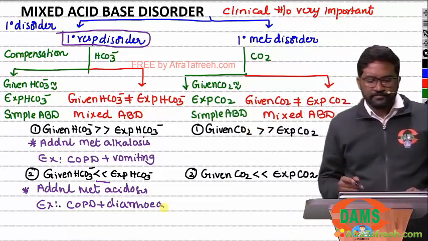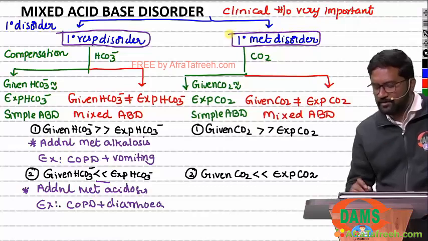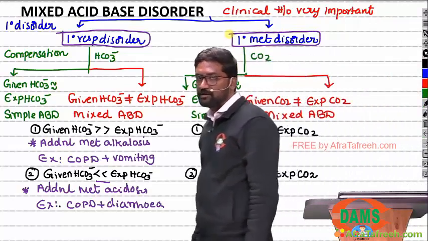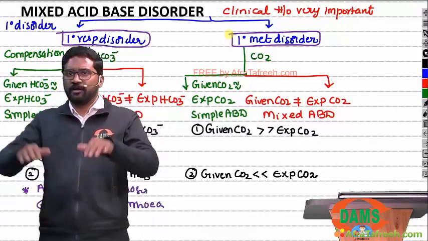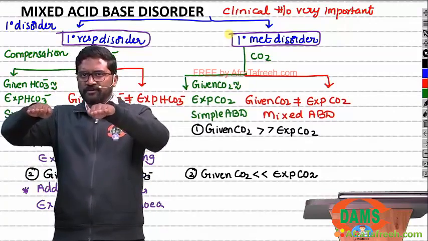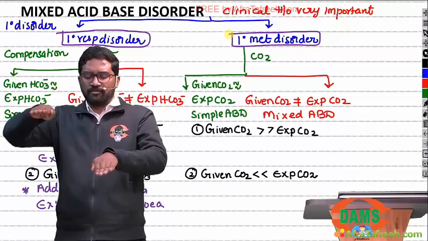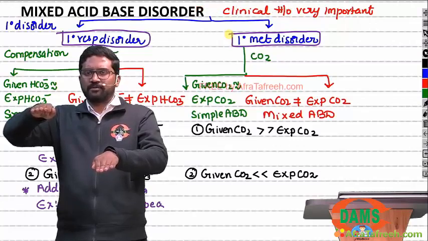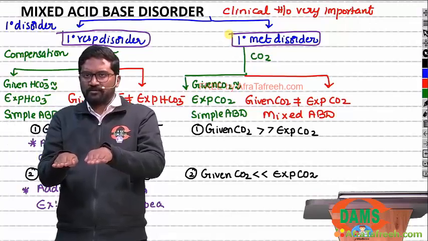Now let us see mixed acid-base disorder with respect to primary metabolic disorder. Say for example, this patient is having diabetic ketoacidosis. Because of diabetic ketoacidosis, his bicarbonate value has decreased from the normal value of 26 to 10. To call it adequate compensation, what should happen to CO2? Expected CO2 is 1.5 times bicarbonate plus 8, plus or minus 2. It should come down to at least 21 to 25.